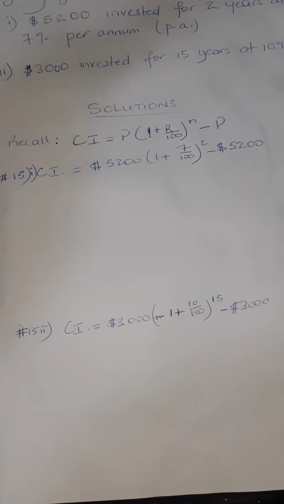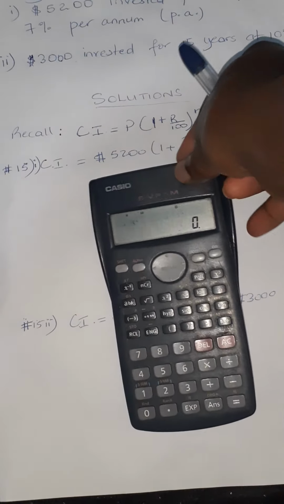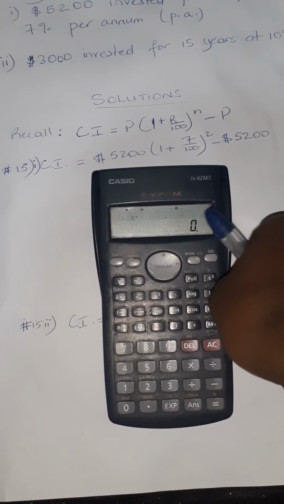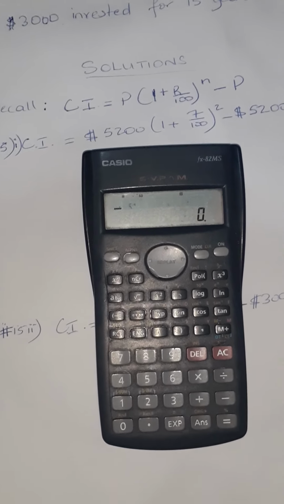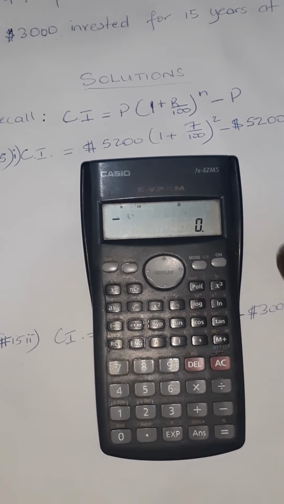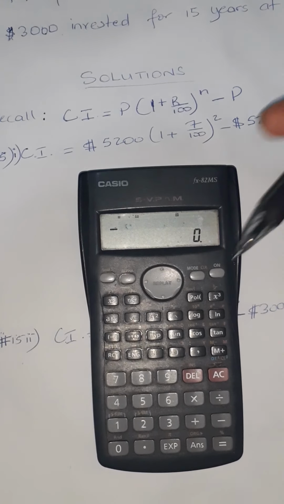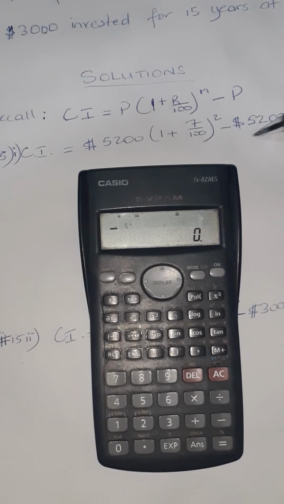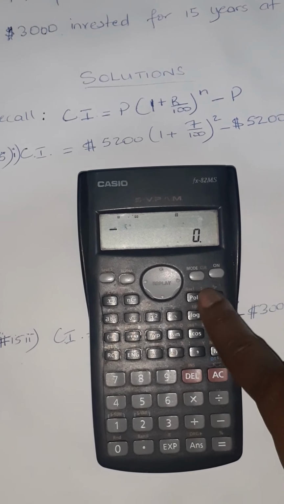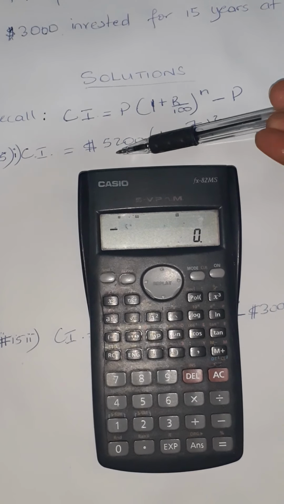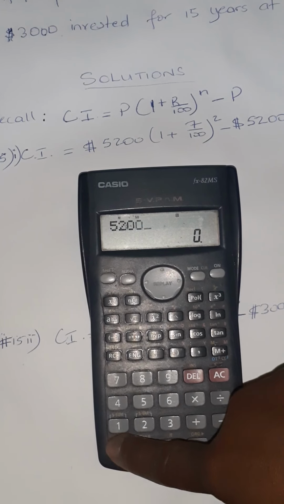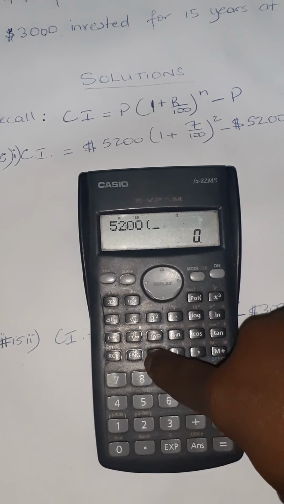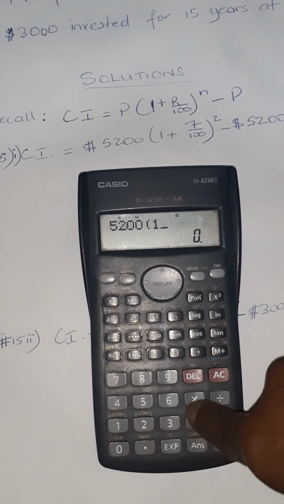Let me zoom in a little bit more. Now, I wanted to show you how you could use your calculator to get the answer straight away. So let me zoom into the calculator. Just as the information is set here, we can put it in our calculators and get the answer right away. So first of all, we will start with the principal, which is 5,200, open our bracket. Then we put the 1 plus.